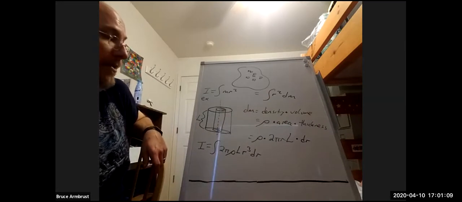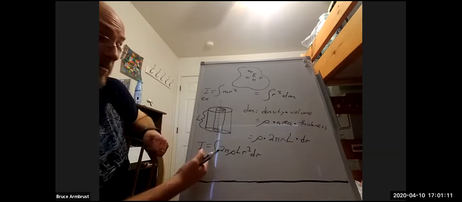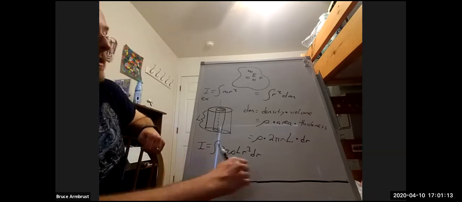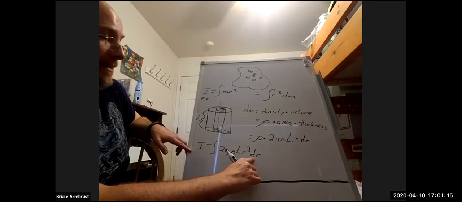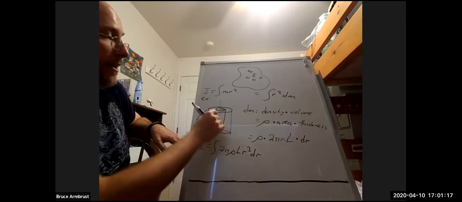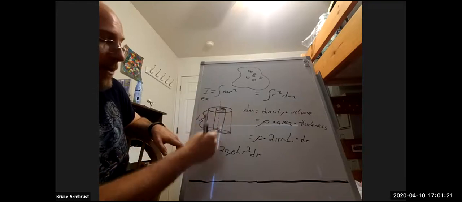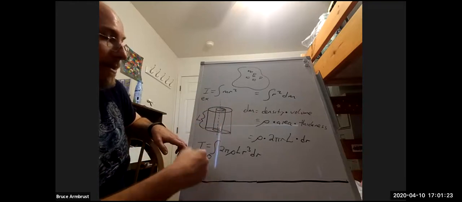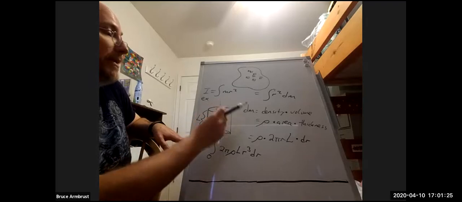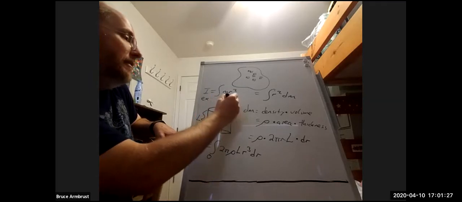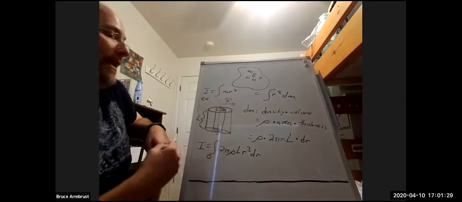Whew. Well, we're still not done because we need bounds. So we need to think about what are the bounds on the radius, on this little r. Well, little r can be 0. That would be we're right on the axis. But the biggest is going to be whatever the radius of the cylinder itself was. I'm going to call that capital R.